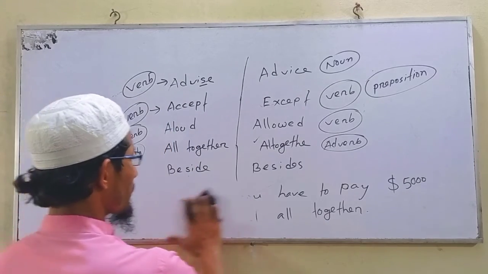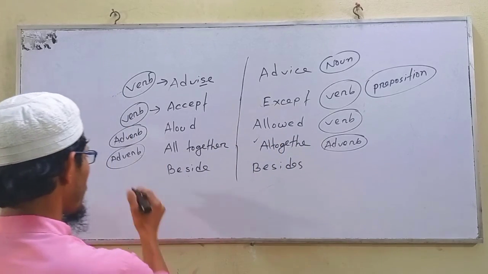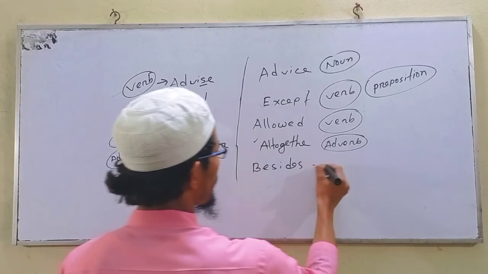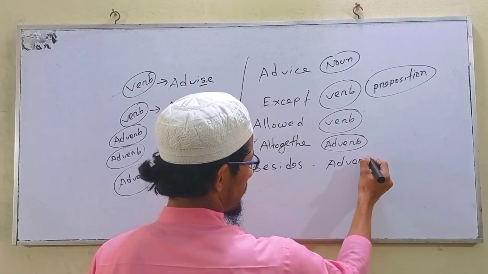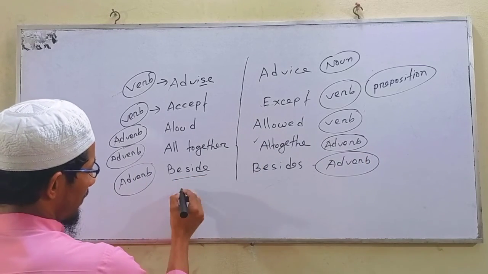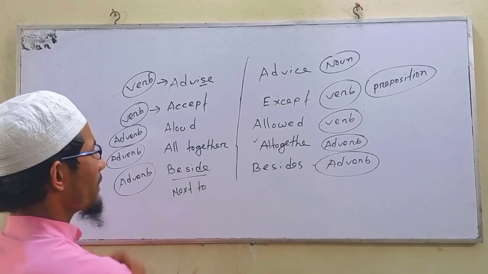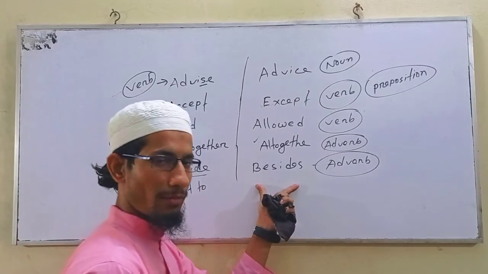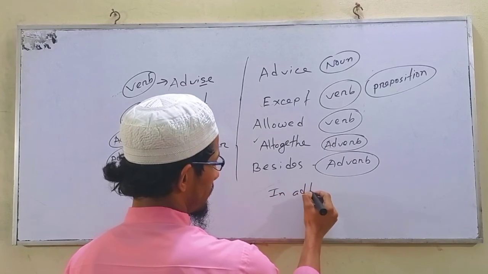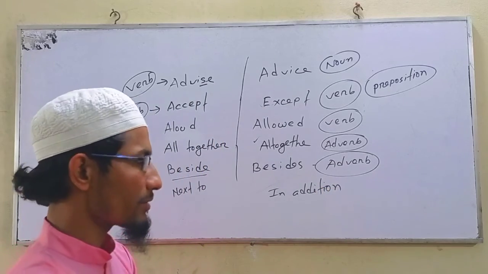The next one is beside, besides. It's also an adverb. Here, beside means next to. Here, besides means in addition, furthermore, something else.